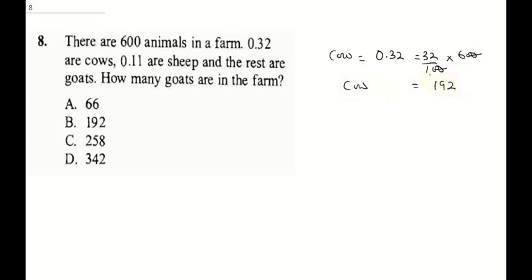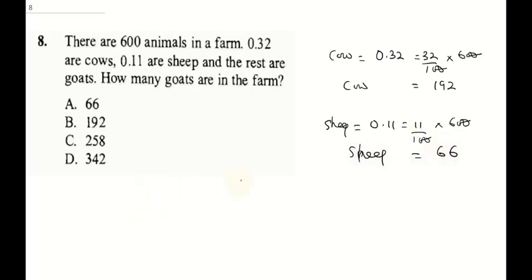That's 32 times 6. Then for us to get the sheep will be 0.11, which is the same thing as 11 over 100 multiplied by 600. 00 cancel 00. So our sheep will be 66.